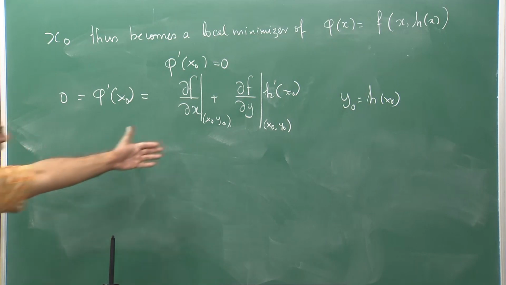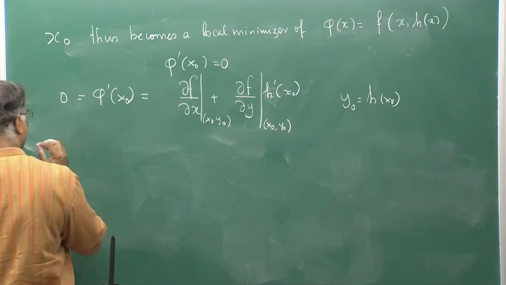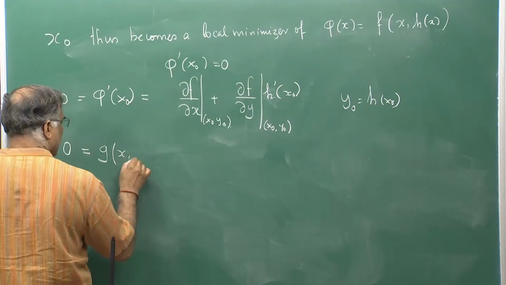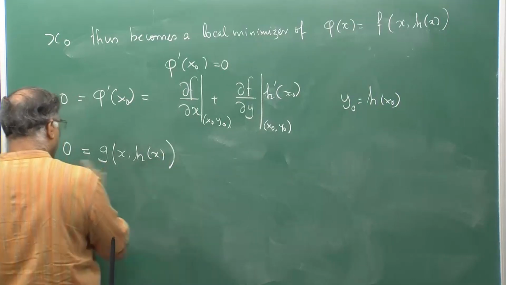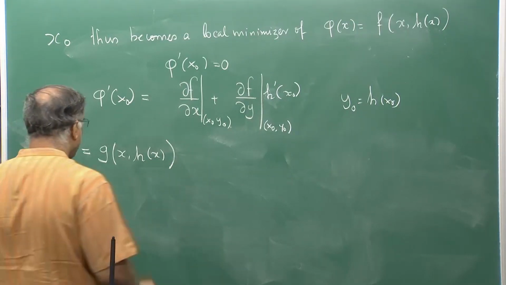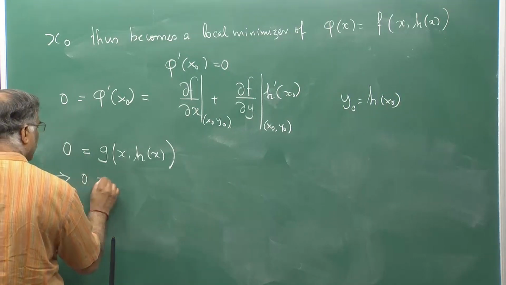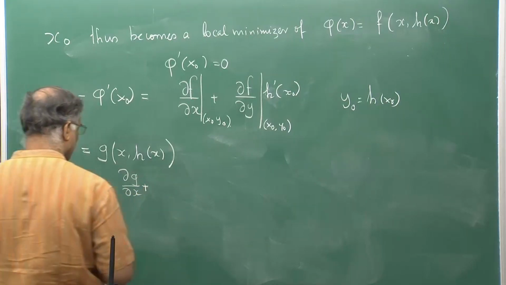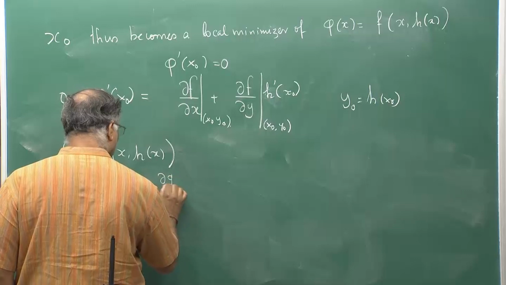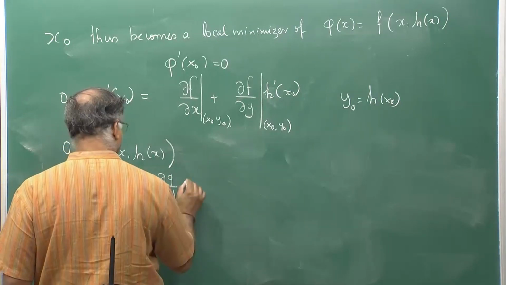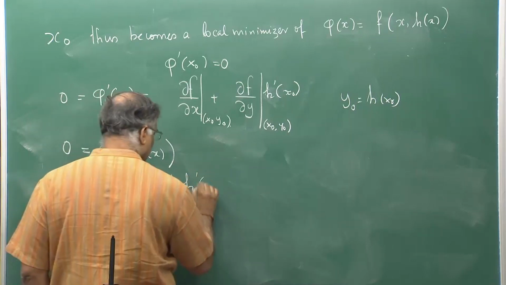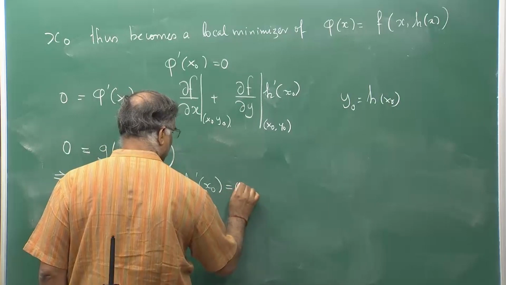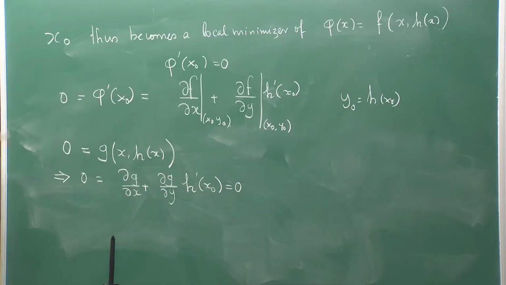Instead of writing del f del x at x naught, we will just write it simply. Again you know that 0 is equal to g of x, h of x. So again you take the derivative and use the chain rule, this will imply that 0 is equal to del g del x plus del g del y into h dash x at x naught. So here we have two equations.